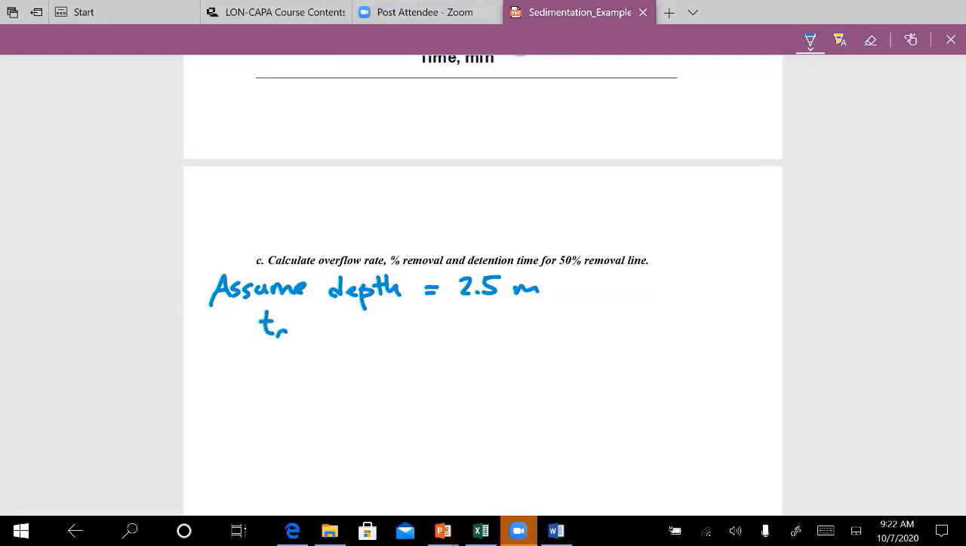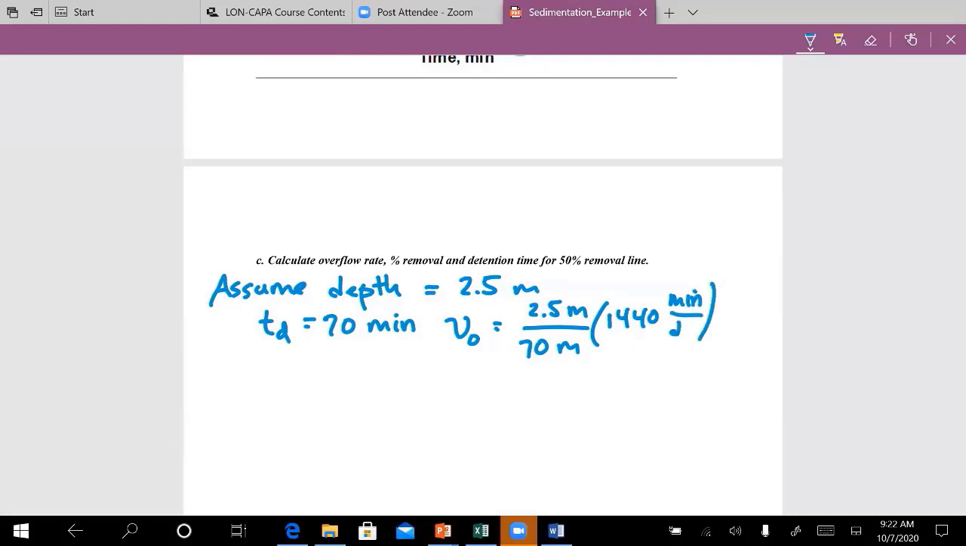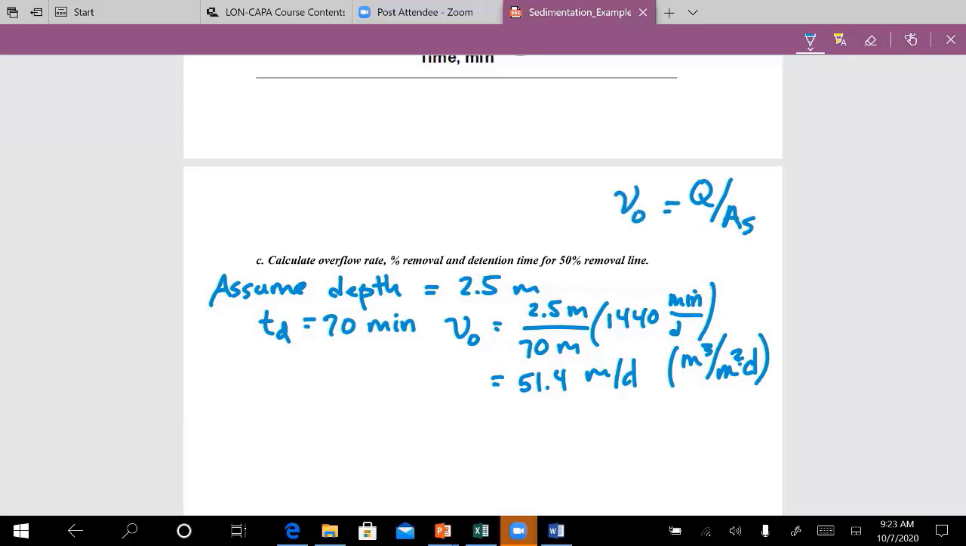If we have a detention time of 70 minutes, then we have an overflow rate of 2.5 meters divided by 70 minutes. Let's convert this to minutes per day. That gives us an overflow rate of 51.4 meters per day. Or you'll often see this written as meters cubed per meter squared per day. That meter squared is the surface area, and meters cubed per day is the flow rate. It's Q over A sub S. Again, that's our overflow rate.